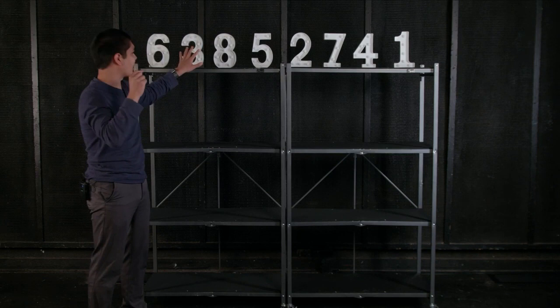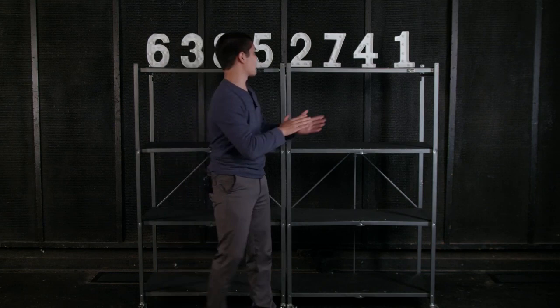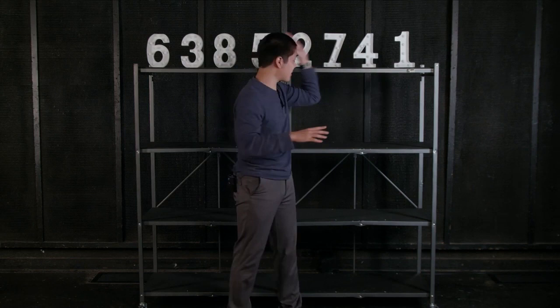The 8 is bigger than the 3, so I don't need to worry about that. The 5 is bigger than the 3. The 2 is smaller than the 3, so that now is the smallest number I found so far. But I'm not done yet, so I'll keep looking. The 7 is bigger than the 2. The 4 is bigger than the 2. But the 1 is smaller than the 2. So now I've made my way all the way to the end of the array. And 1, I can say, is the smallest number that I've found.